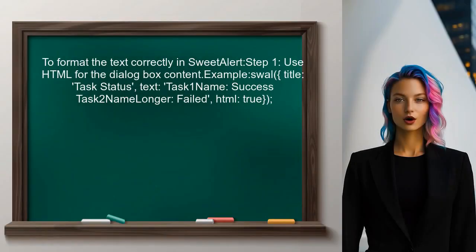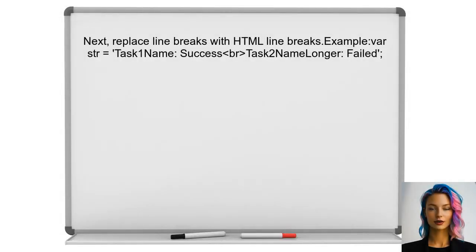To format the text correctly in SweetAlert, the user should first ensure that they are using HTML for the dialog box content. This allows for better control over formatting. Next, the user should replace the line breaks in their string with HTML line breaks. This can be done by using the HTML tag for line breaks, which is BR.